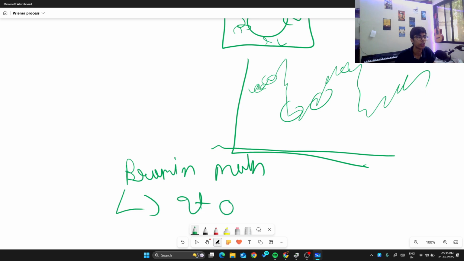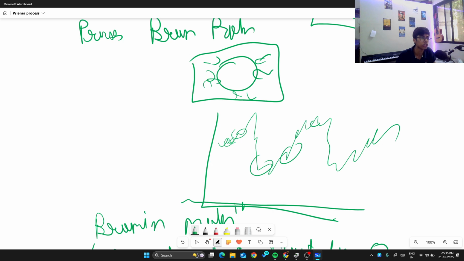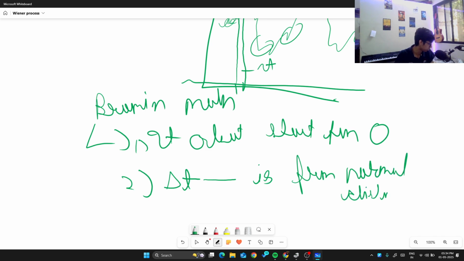First, it always starts from 0, right? Second property is the small change in time, let's say this small change in time dt. It is standard, normally distributed, right? The variable is from a normal distribution with mean 0 and variance 1. For the change of time, we draw a random continuous variable from a normal distribution.